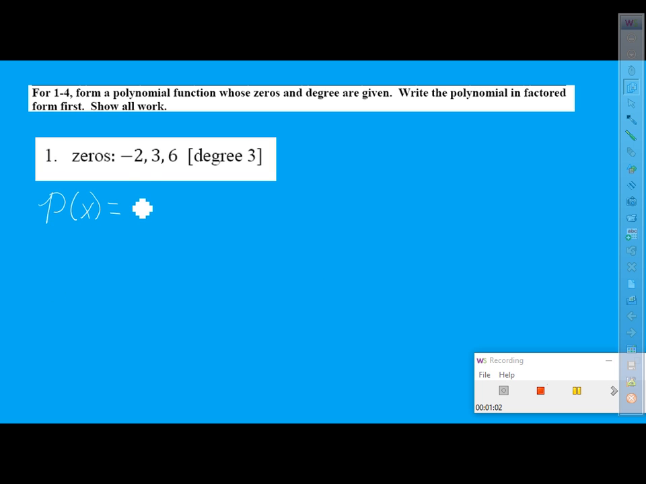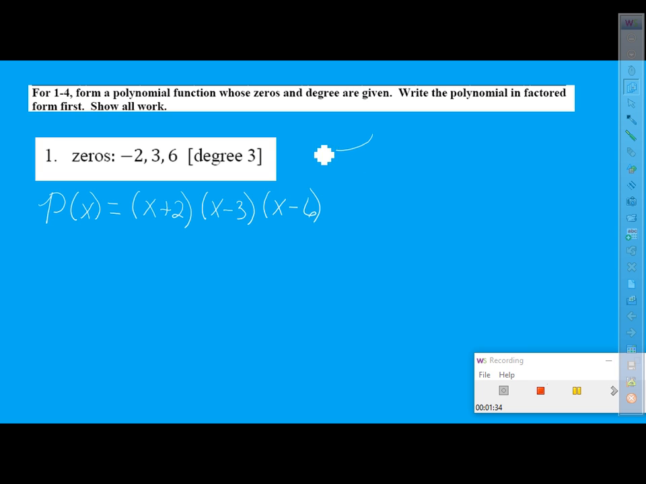To get a -2 as an answer, there must have been an x plus 2 in the parentheses. That way when you set x plus 2 equal to 0, you get that -2 answer. To get +3 as an answer, there must have been an x minus 3 in the parentheses. And to get +6 as the answer, there must have been an x minus 6 in the parentheses. So there's the start of my polynomial.